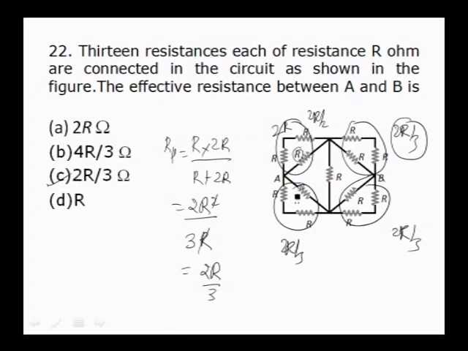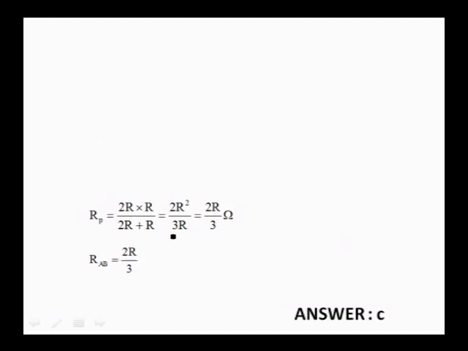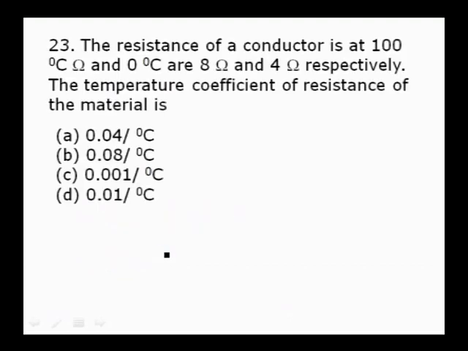This is in series and this is in series, effective resistance. This will take a long step. I will show that step also. This is the effective resistance calculated, that is 2R divided by 3. Then the final answer is 2R divided by 3 ohm. The correct answer is C.